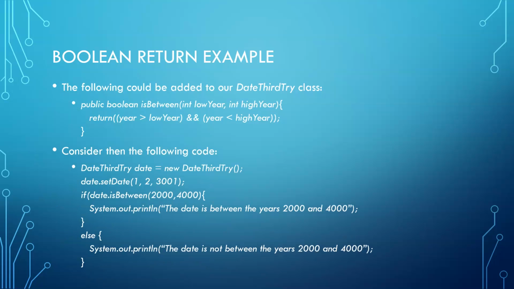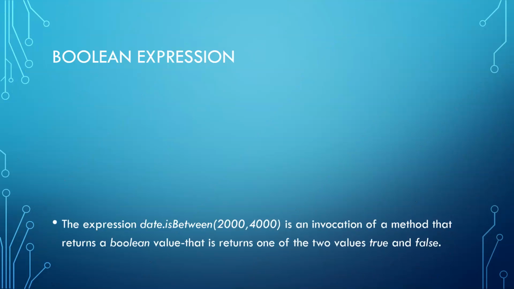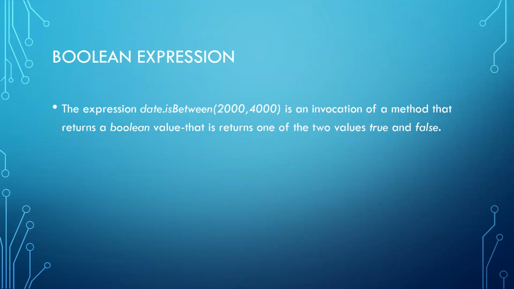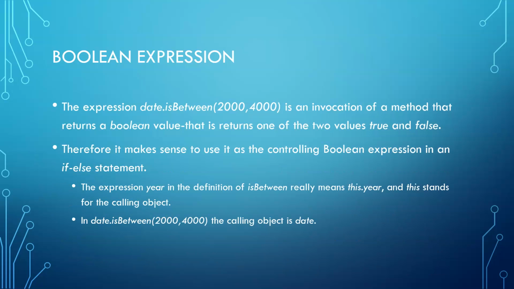Then let's consider the following code. DateThirdTry date = new DateThirdTry(); date.setDate(1, 2, 3001). If date.isBetween(2000, 4000), System.out.println the date is between the years 2000 and 4000. Else print that it's not. So the expression date.isBetween(2000, 4000) is an invocation of a method that returns a Boolean value. That is, it returns one of two values, either true or false. Therefore, it makes sense to use it as a controlling Boolean expression in an if-else statement.